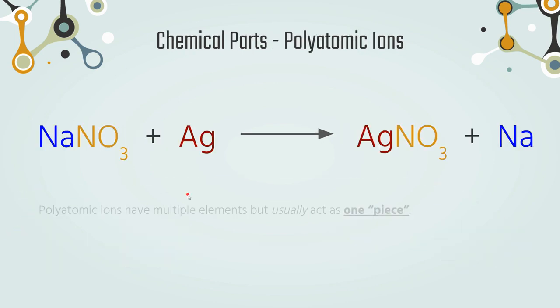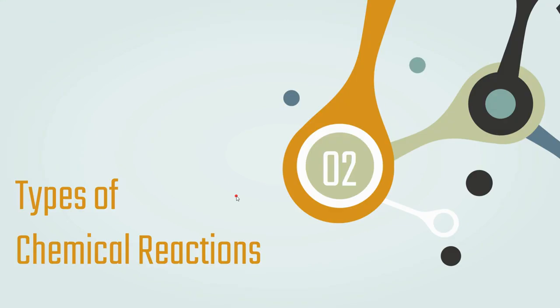Notice, though, that in some cases we have polyatomic ions like this NO3. Notice that it stays together on the left and right sides, on the reactant and product sides. If something stays together, we treat it as one piece when it comes to these types of reactions. So when we're determining what kind of reaction this is, we would see Na as a piece, NO3 as another piece, and Ag as our third piece.